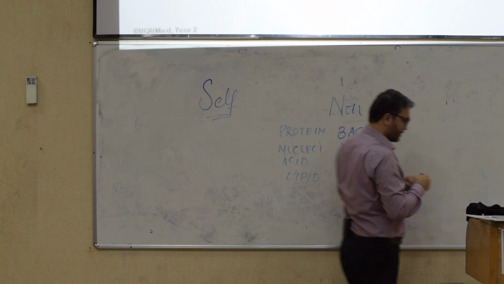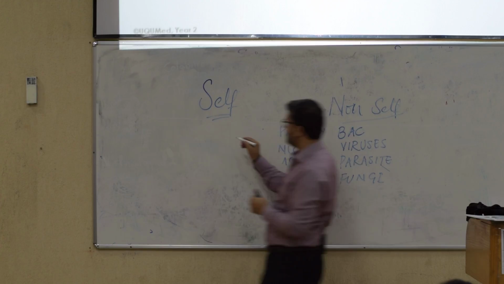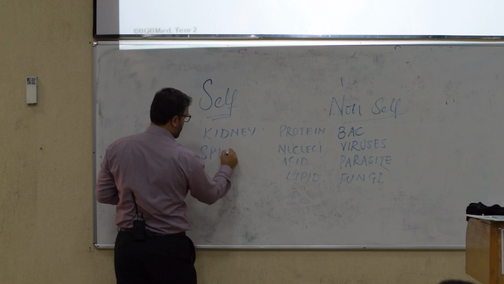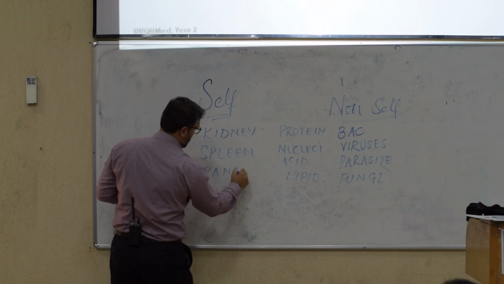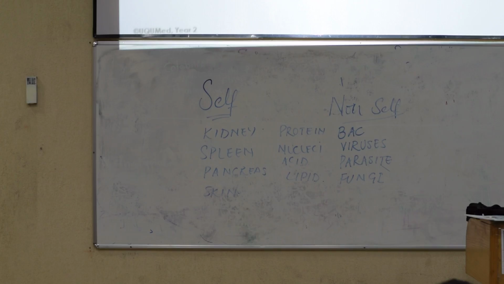Can you all name some of the organs of our body? Skin. Eye. Stomach. Spleen. Kidney. Pancreas. Heart. Let's write all of them. Now my next question is, what are these structures made up of? Tissues, cells, are they made up of proteins?